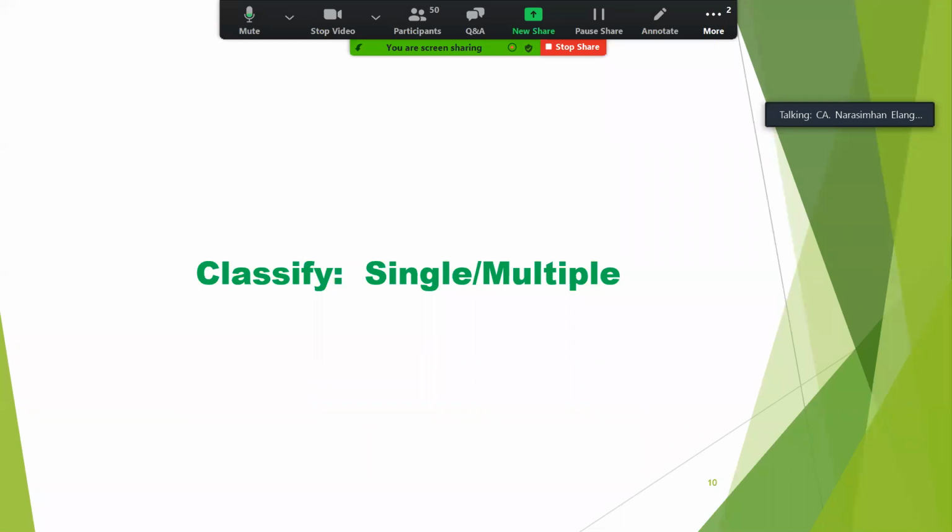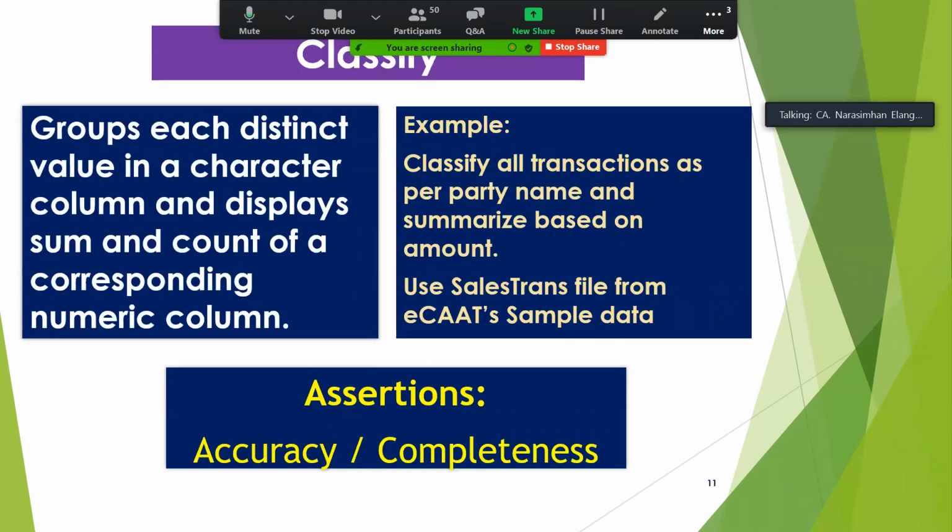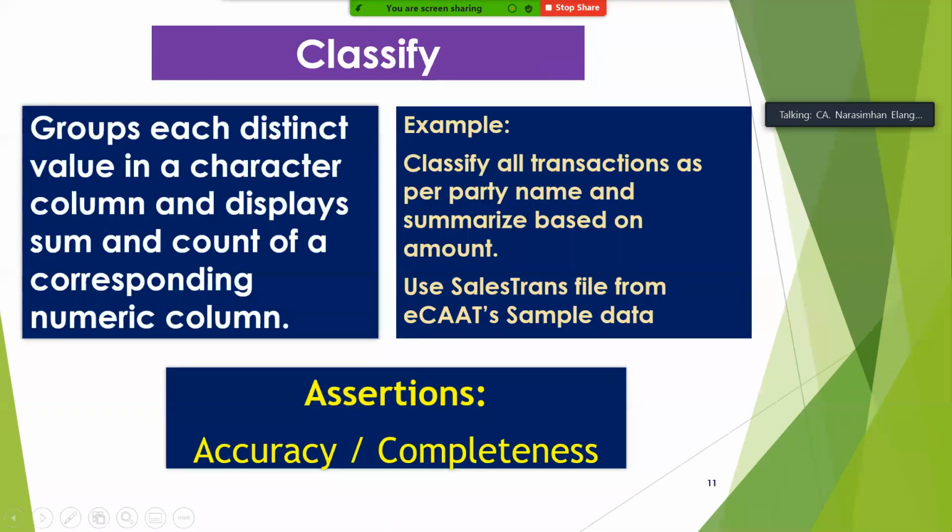The next function, which we looked into earlier, but let's have a quick recap: what is called classify? What does classify do? Classify is quite similar to your pivot. Classify basically groups each distinct value in a character column and displays the sum or the count. So basically it groups your various information.